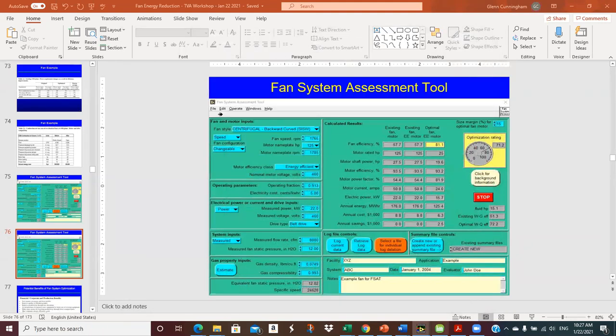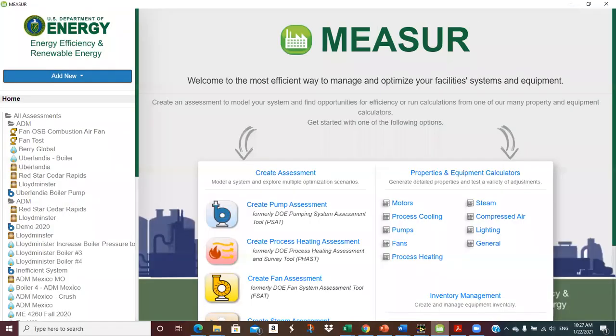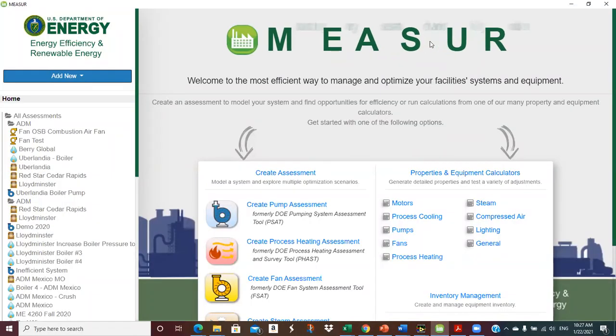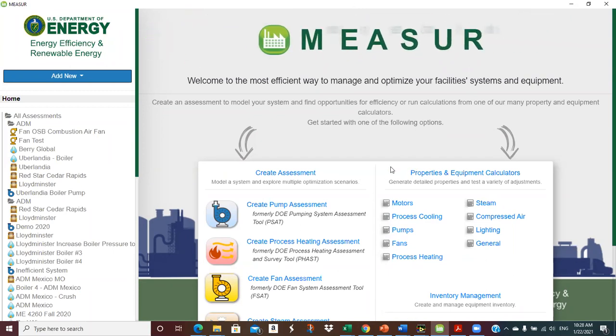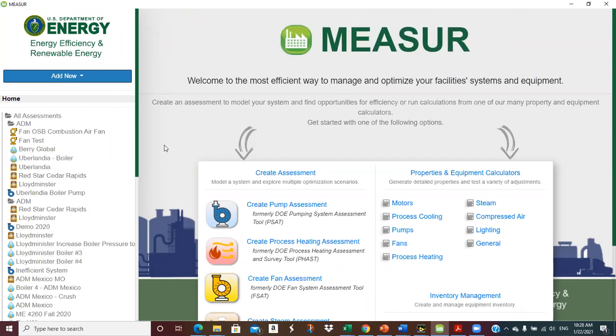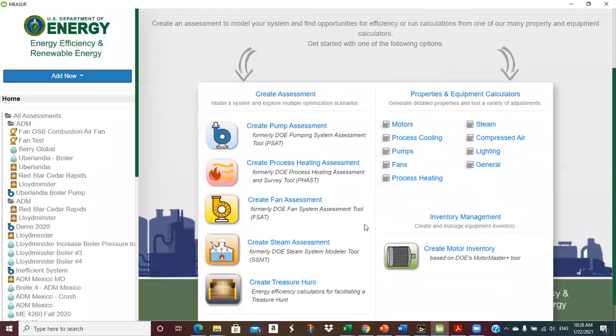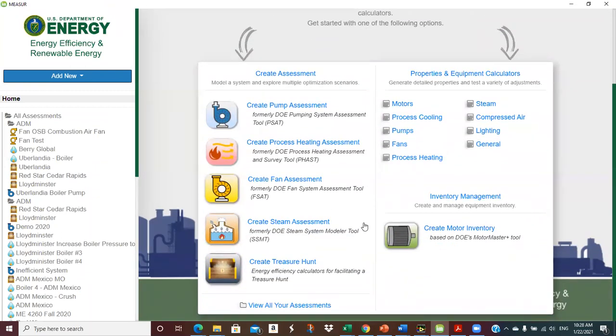Now, the current tool that DOE is putting out and promoting is Measure. And Measure stands for manufacturing energy assessment software for utility reduction. Okay, and this is downloadable. If you just search on Measure download USDOE, you'll find it. And Measure has lots of capabilities. It's not just a fan tool.